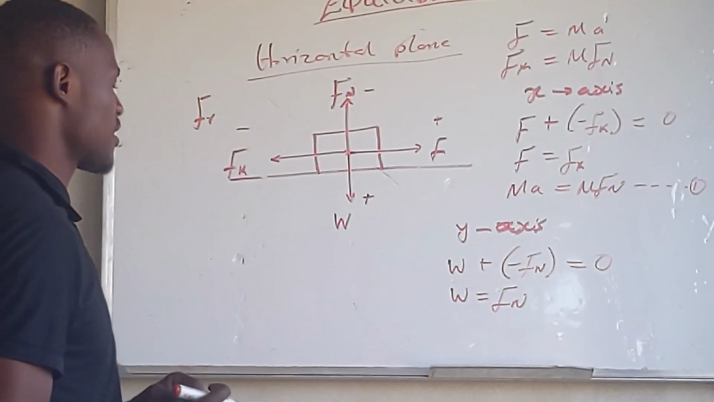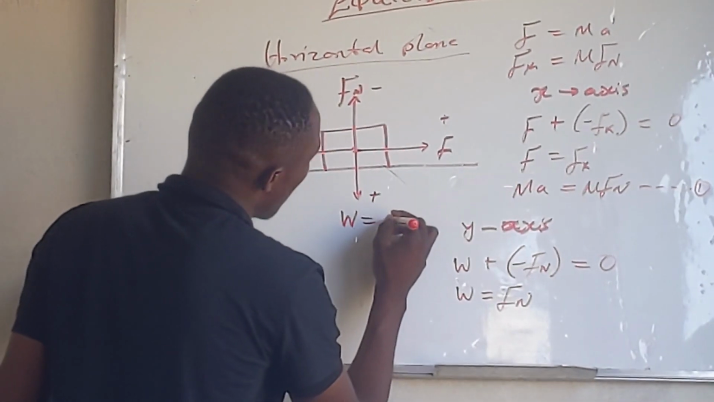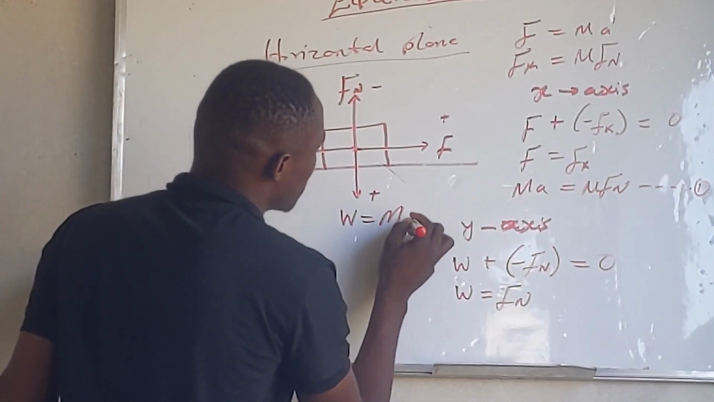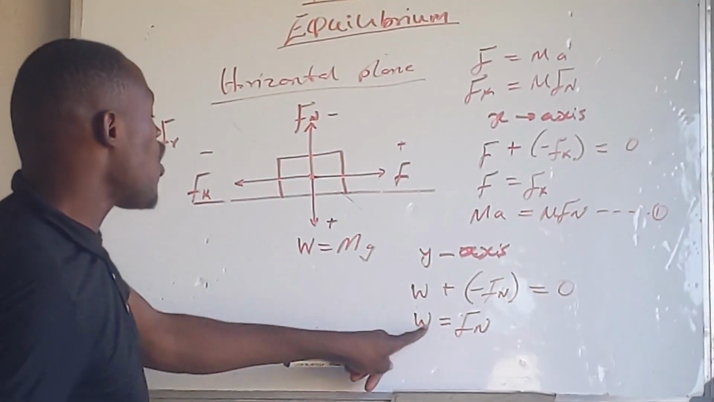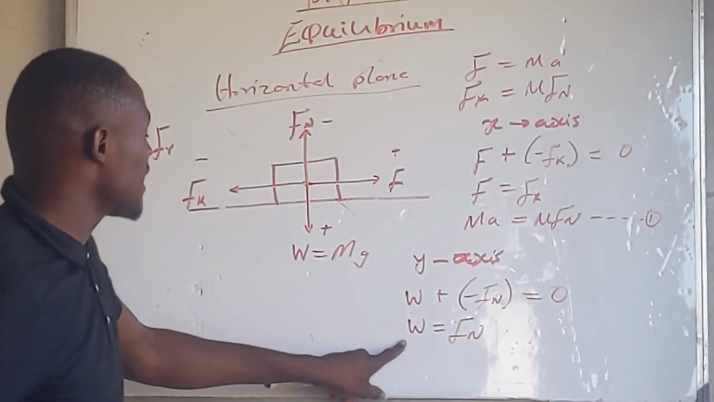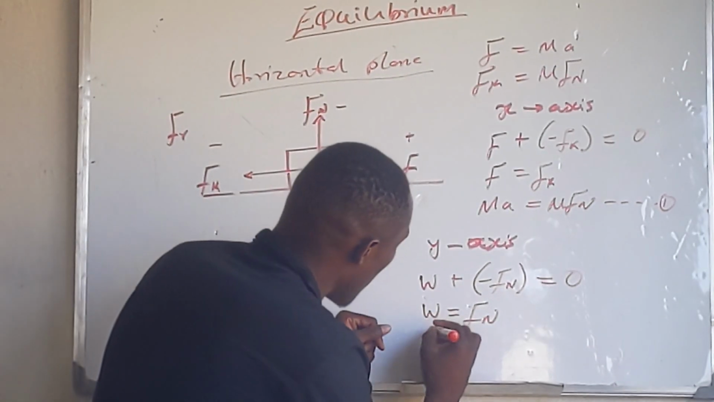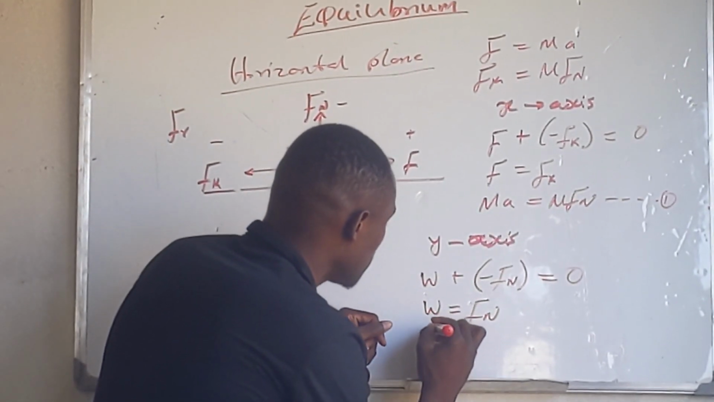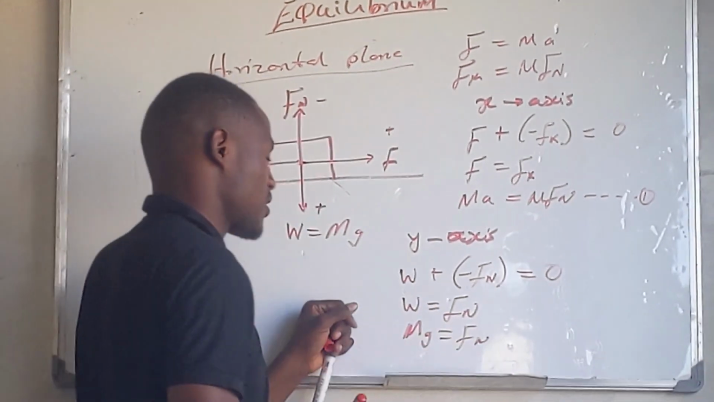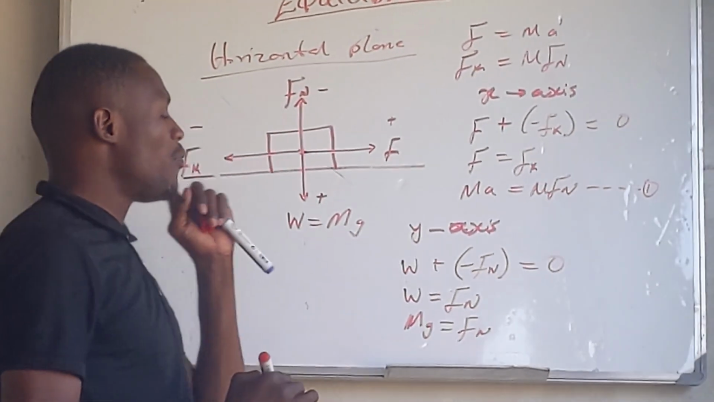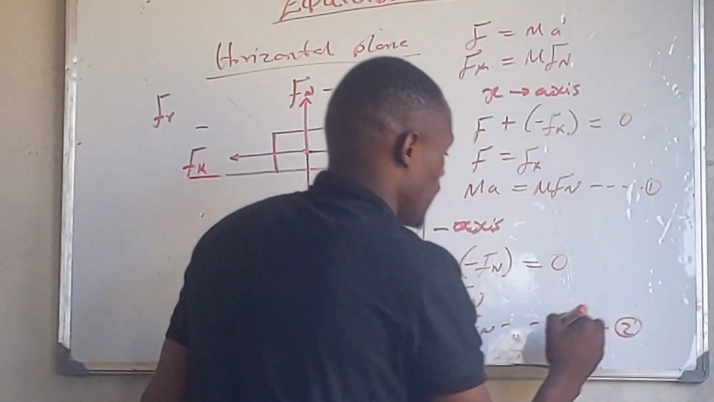In this case, we know that weight can be calculated as the mass times the acceleration due to gravity. Therefore, we can go ahead and replace the weight by mg. Then we are going to have our formula as mg is equal to normal force. Then we can go back to our first equation. So this is equation number 2.